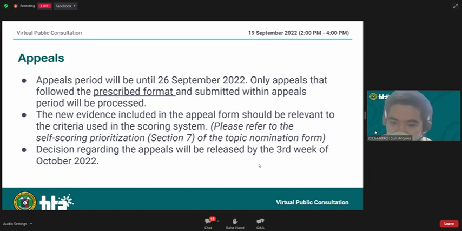You must be familiar with the self-scoring participation criteria that was used during the nomination. So we have the five criteria as discussed earlier by Dr. Marita. And finally, the decision regarding the appeals will be released by the third week of October. So we aim to release our final priority list on the third week of October.